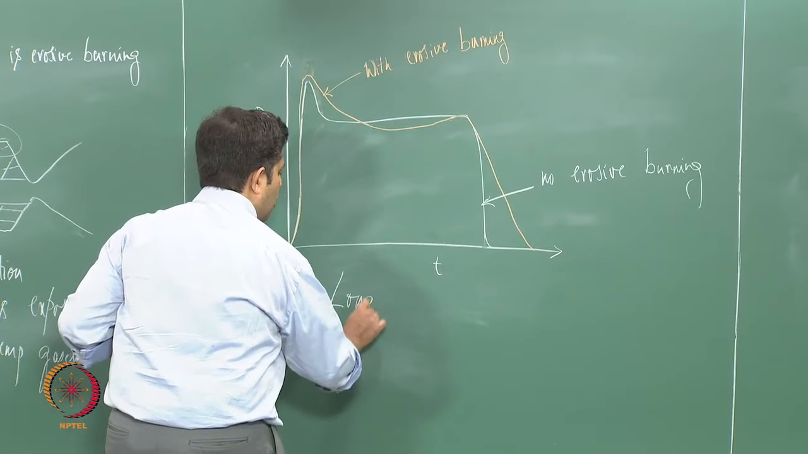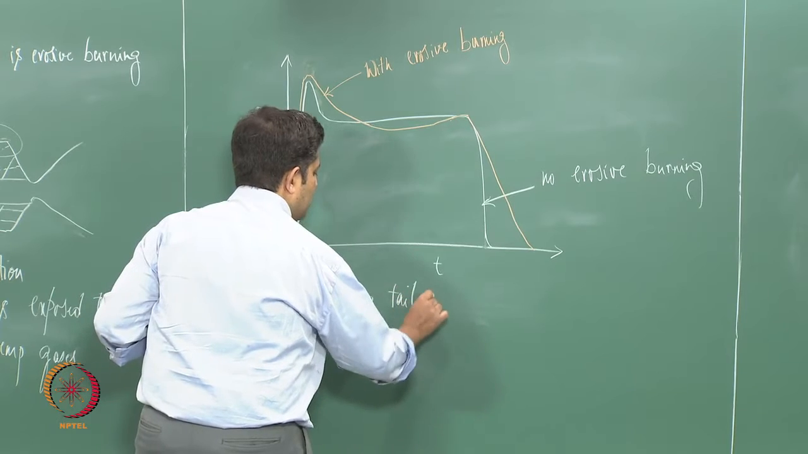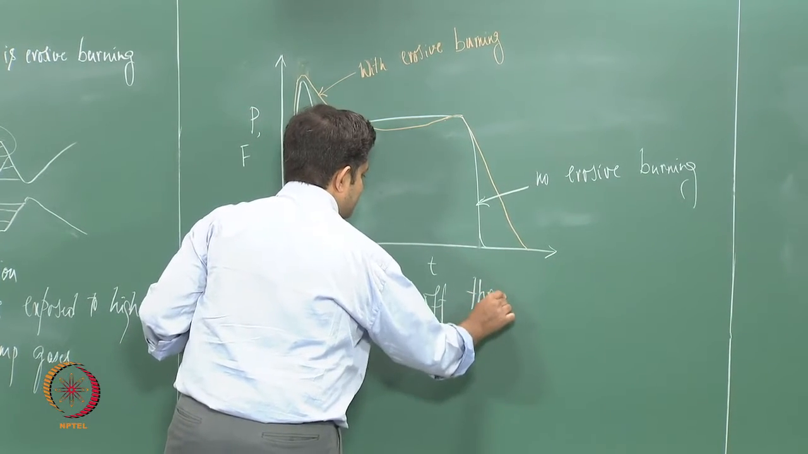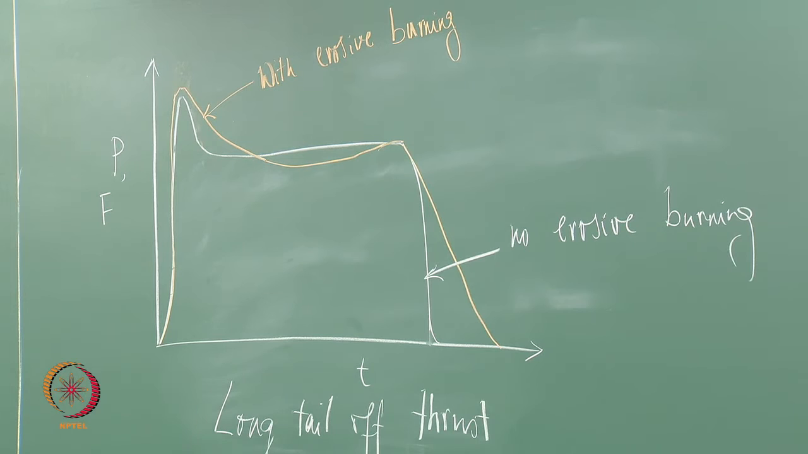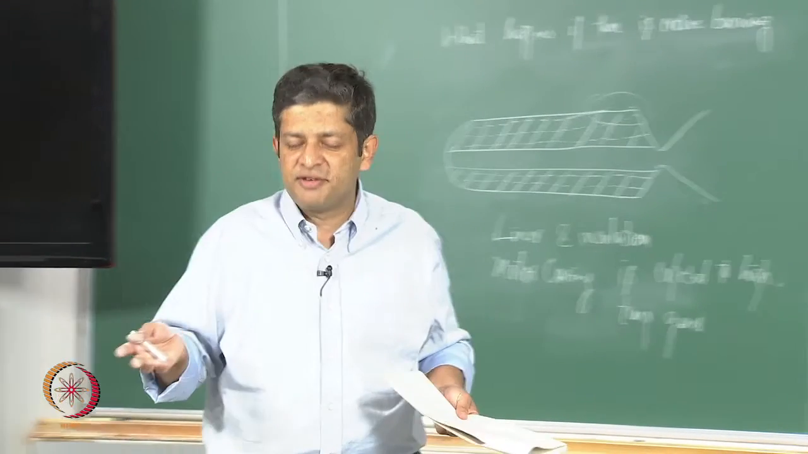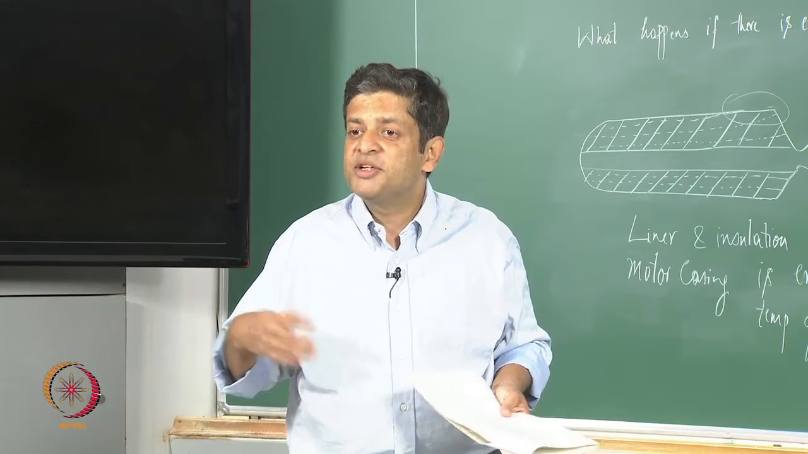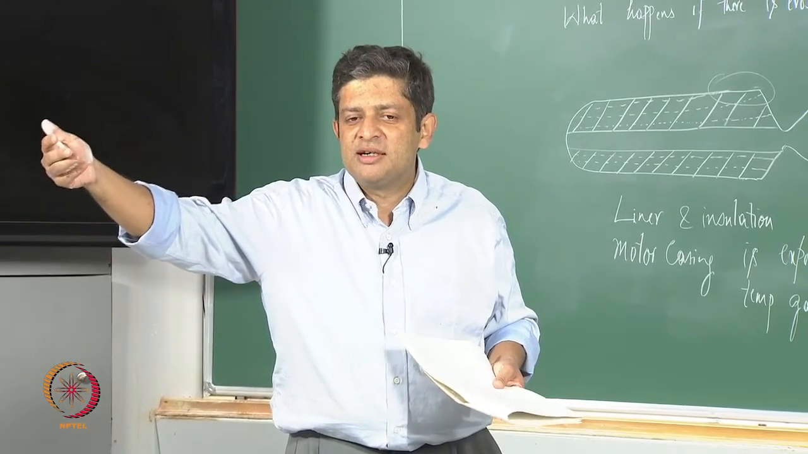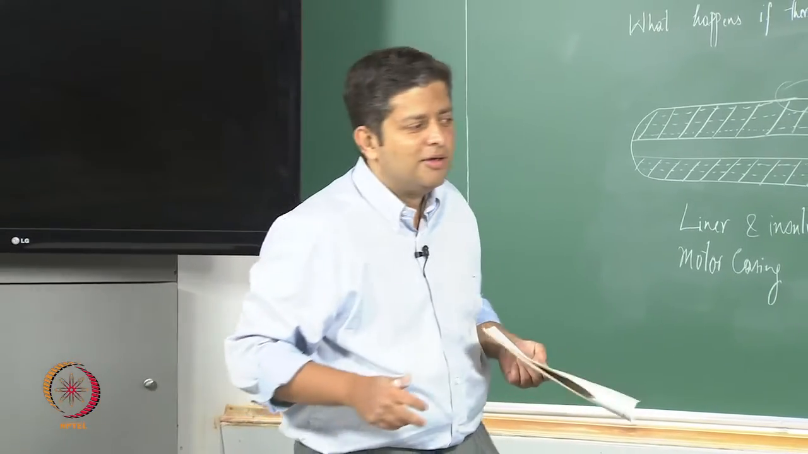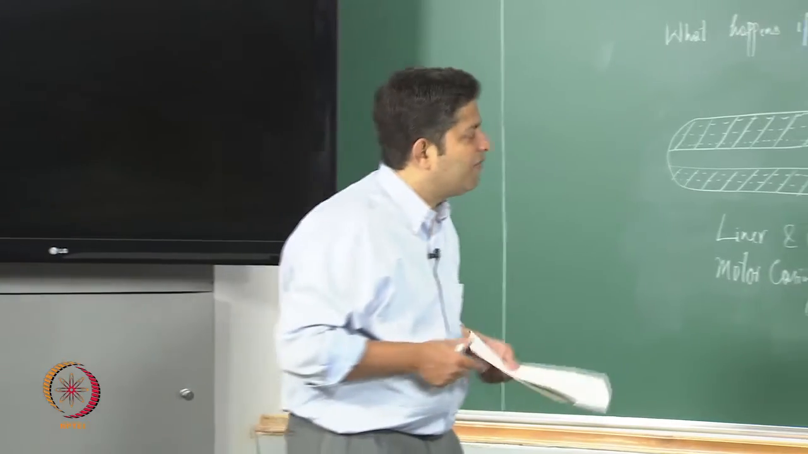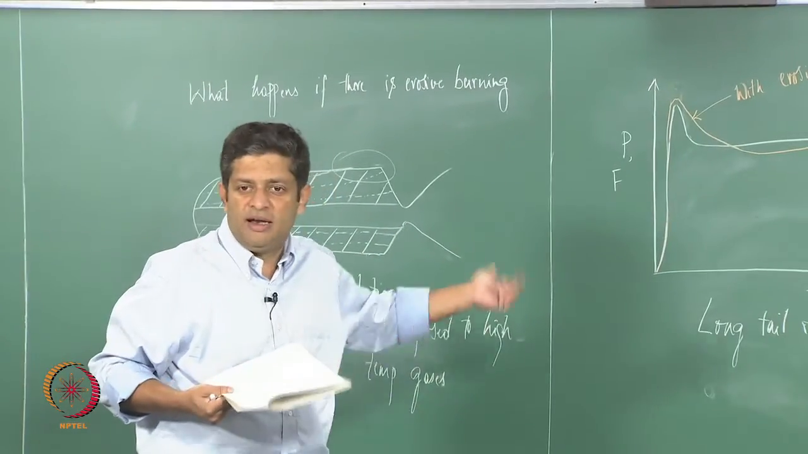So, with erosive burning you have long tail off thrust, right, as seen here. Now, why is it so detrimental? Although the area under the curve might be the same, which means that the overall impulse is the same, the thrust versus time curve is different, which means that the mission might not be accomplished. If the missile has to go to a certain distance, it might not go there because the thrust versus time curve is not actually followed. So, that is not a desirable feature, and therefore, we want to have as little erosive burning as possible.